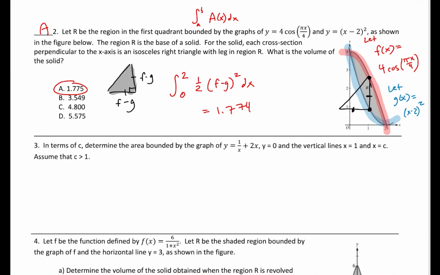Number 3 says, in terms of c, determine the area bounded by the graphs of 1 over x plus 2x. So we're going to pay close attention to this one. y equals 0. Okay, y equals 0 is going to be the x-axis. And the vertical lines, x equals 1 and x equals c. So we don't know what c is. All we know is that c is bigger than 1. The whole point there is that the x equals c comes after x equals 1. So to find the area, we're going to do top minus bottom, and maybe we should type this in to see. I assume this function is going to be above the x-axis, but let's just verify that.